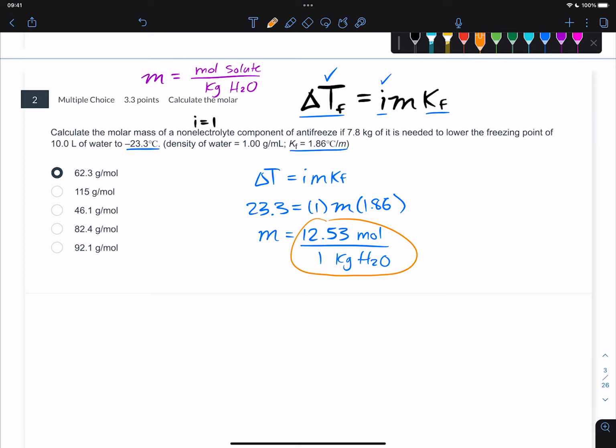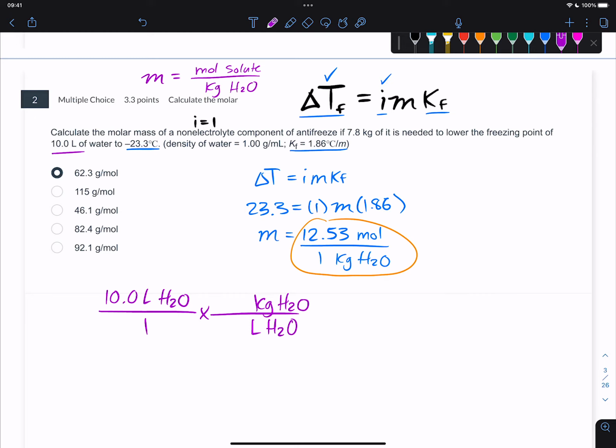Now we have 10 liters of water. So that's going to be important to write down. 10 liters of water is going to go here. 10 liters of H2O. That's our solvent. So we already see something in common. Put that over 1, and we can convert our liters of water into kilograms of water. Now, that's just one leap.